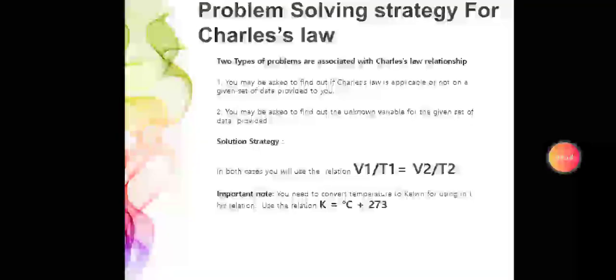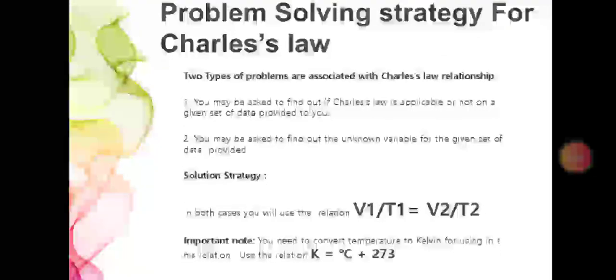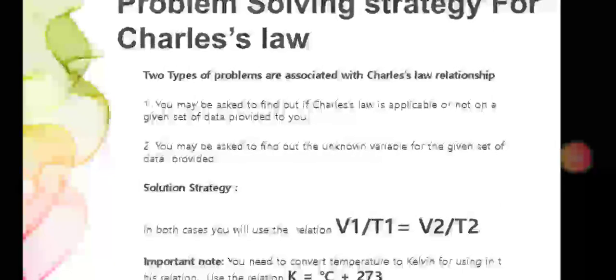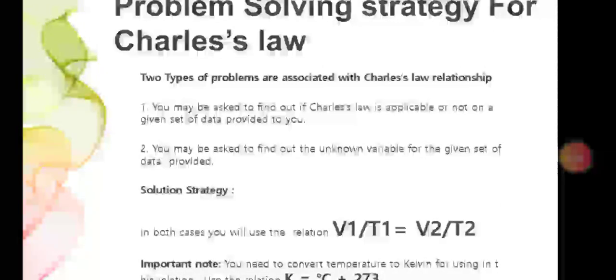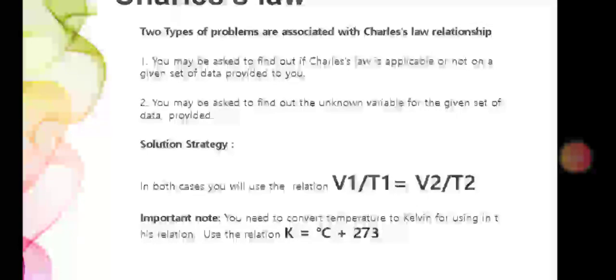All right, let's continue with problem solving strategy for Charles' law. Once again, you can come across two types of problems associated with Charles' law relationship. You may be asked to find out if Charles' law is applicable or not on a given set of data provided to you, or you may be asked to find out the unknown variable for the given set of data provided. The solution strategy involves the use of relationship of V1 over T1 is equal to V2 over T2.